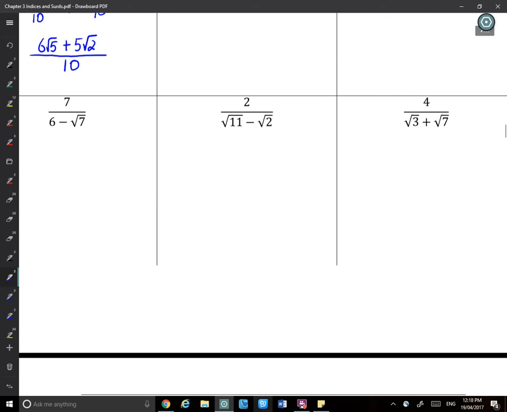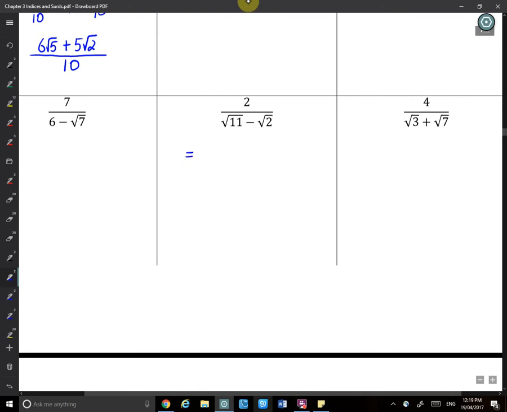Okay, I'll show the middle one. 2 over root 11 minus root 2. So what can I do to that? I want to rationalize this.